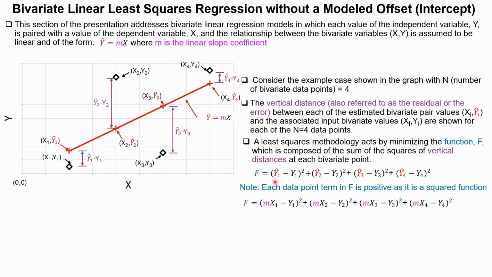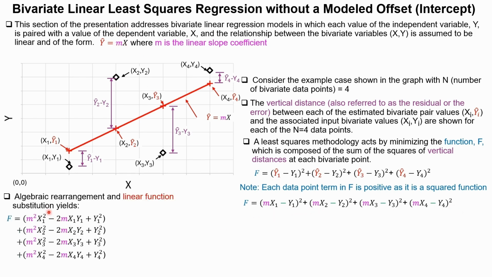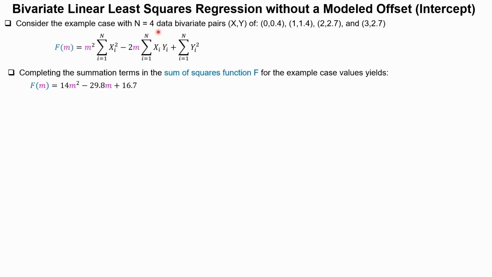Substituting in for the estimated dependent variable with the equation form, we end up with f being this. With algebraic rearrangement, we get this for f, and the function f as a function of m can be written as this. For example case with these 4 data bivariate pairs, putting the values for the dependent and independent variables, this equation results in this, or our sum of squares function f as a function of m.